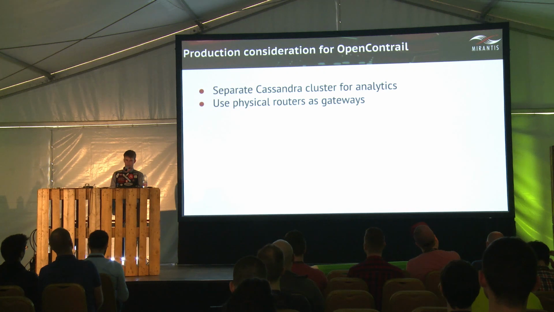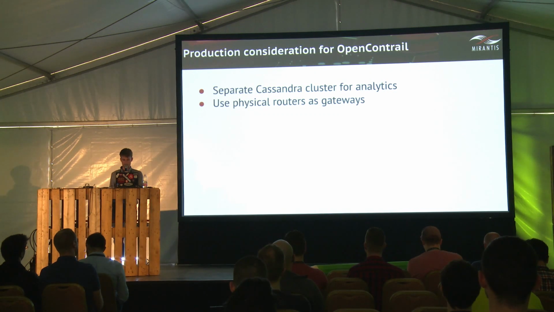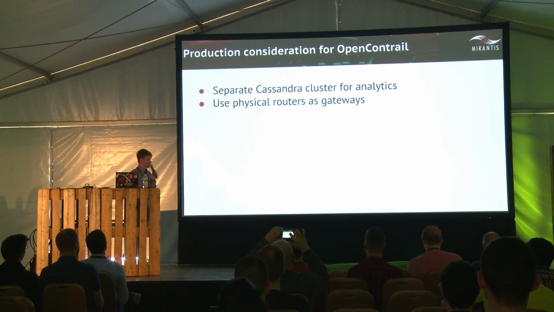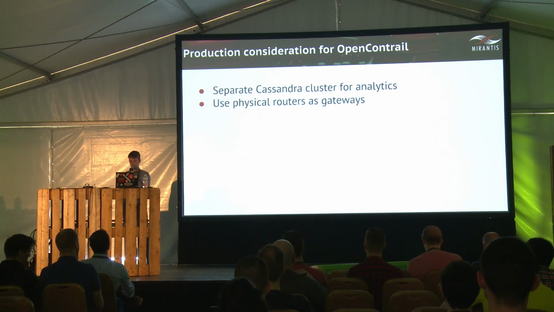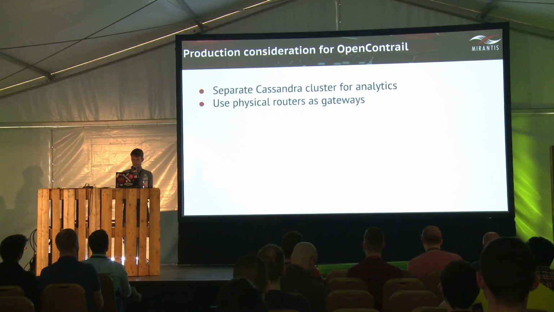I have some production considerations for OpenContrail as well. They are not only for Kubernetes, but for OpenContrail in general. You should always run separate Cassandra clusters for analytics. One is for config and the second is for analytics, because analytics nodes can generate a really lot of traffic and data, and it may overload the configuration nodes and fill up your disks. So it's better to have 2 Cassandra clusters, because if your analytics is stuck, you don't have a graph, so you are not happy with it, but your network is still working.